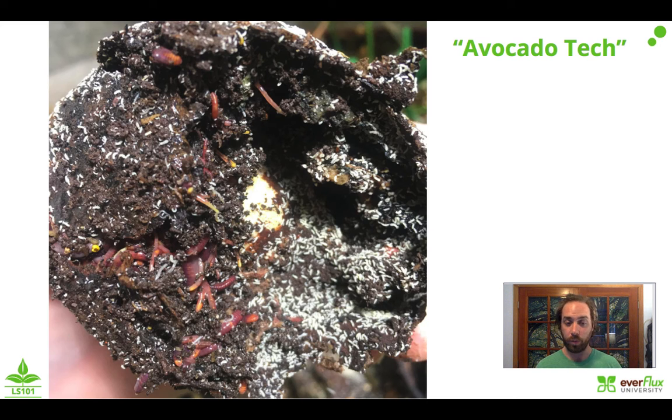And those worms will be mating and reproducing and producing eggs. Now you see all this white stuff here. There are some worm cocoons in there, but actually most of these white things that you see are springtail mites. So this is the secondary benefit of the avocado tech, is it helps to breed springtail mites as well.